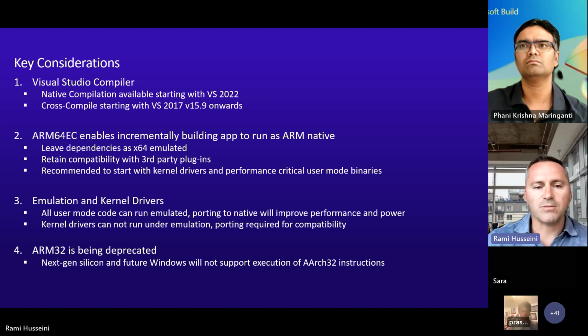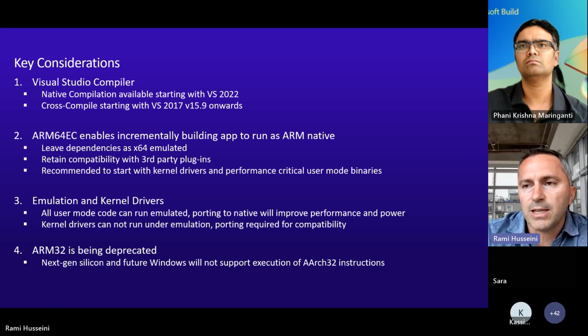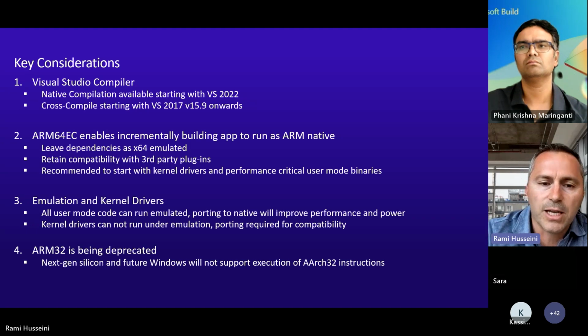One of my favorite features that got added into Windows 11 is called ARM64EC. What that allows you to do is incrementally build your code to run native. So let's say you have multiple libraries, multiple components. Instead of having to compile everything to run native, you can select certain components to run native and allow other components to continue to run as x64 emulated.